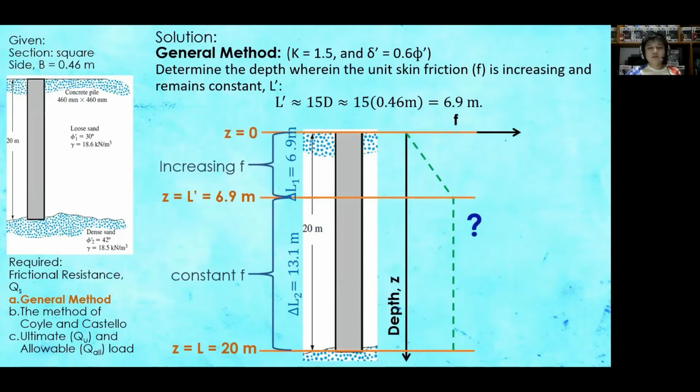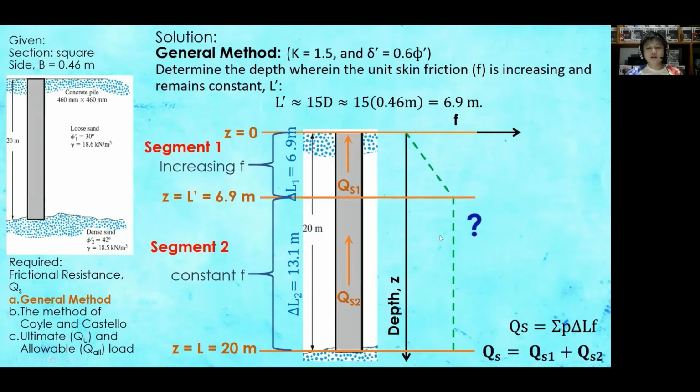So with this value of L prime, that is 6.9 meters, we need to determine again the value of unit friction F, that is increasing for the Q sub S1 or for segment number 1, and for the uniform or constant F, that is for QS for segment number 2. And again, QS is equal to the sum of P times delta L times F for the general method, and the resistance is equal to the total of the components QS1 and QS2.